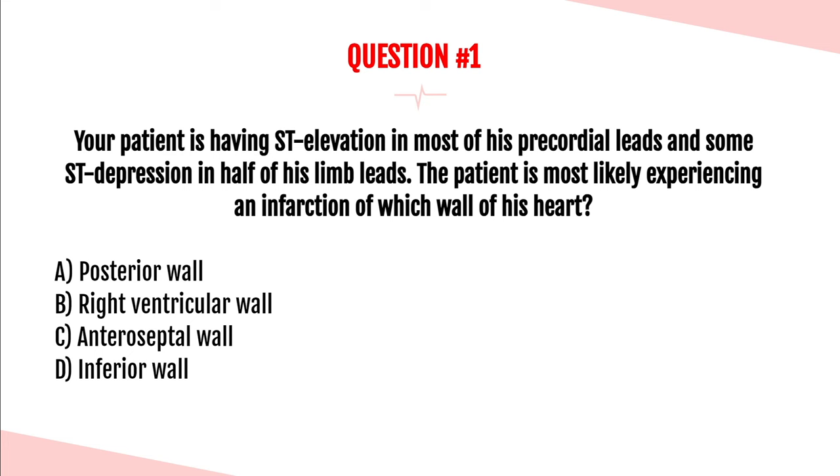Question number one. Your patient is having ST elevation in most of his precordial leads and some ST depression in half of his limb leads. The patient is most likely experiencing an infarction of which wall of his heart? Is it A, posterior wall, B, right ventricular wall, C, anteroseptal wall, or D, inferior wall?